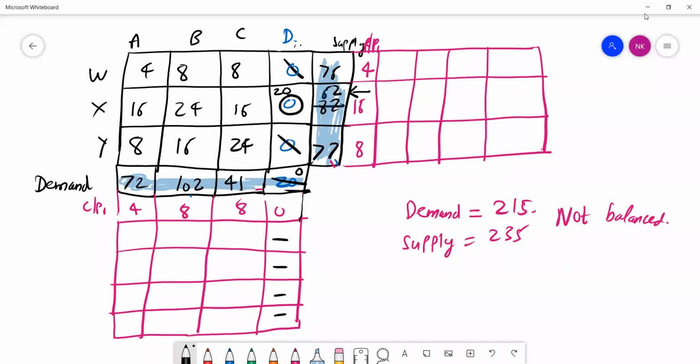Again, find the column and the row penalty. Now we will be proceeding somewhat faster. 4 and 8, so it will be 4. 8 and 16, it will be 8. 8 over here, row penalty. So 4 and 8, it will be 4. Over here, it will be 16 and 16, so now it's 0. 8, 16, 24, so it will be 8.